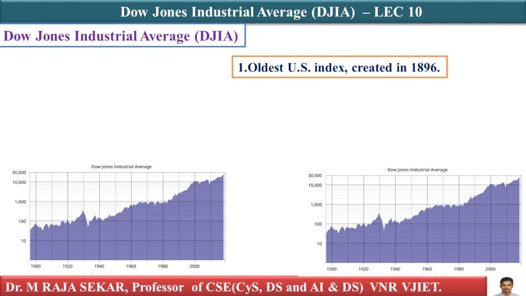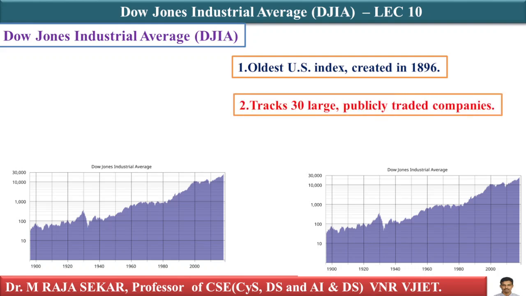This is the oldest US index, created in 1896. It tracks 30 large publicly traded companies. It is a price weighted index. Its nickname is the Dow, which is what we often say on many financial platforms. In this particular index we can find several blue chip companies, and it has its own historical importance.